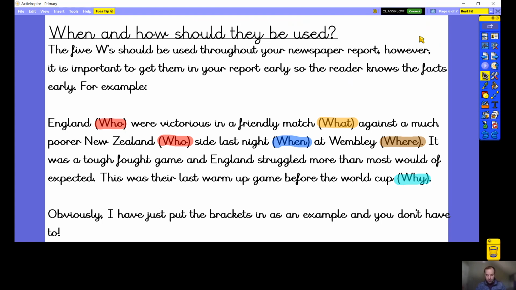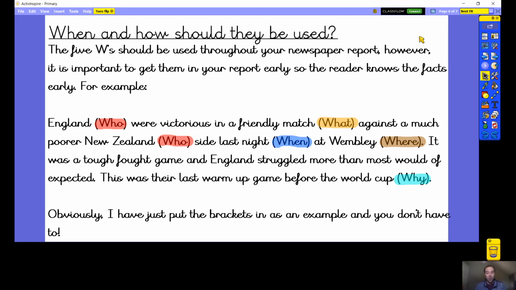Usually you have your headline, then a paragraph or two that gives you all the facts, all the 5 Ws: what happened, where was it, when was it. Then you usually have another couple of paragraphs which either expand on these, or start to give eyewitness accounts, which we'll talk about tomorrow with quotes, or start to give the newspaper writer's opinion on the matter. But the first couple of paragraphs usually cover the 5 Ws. So they can be throughout, but you need to get them in early.